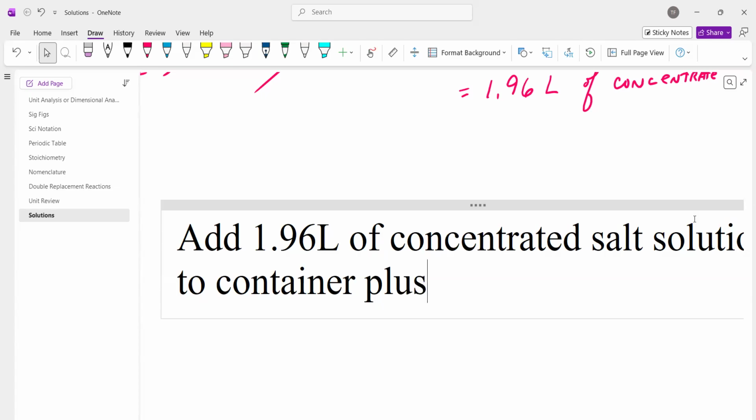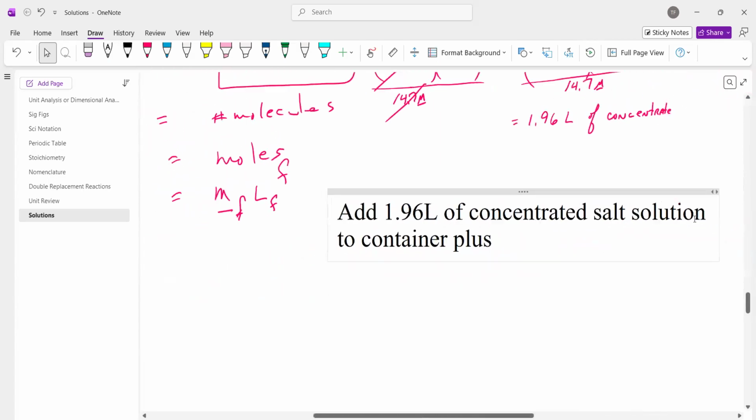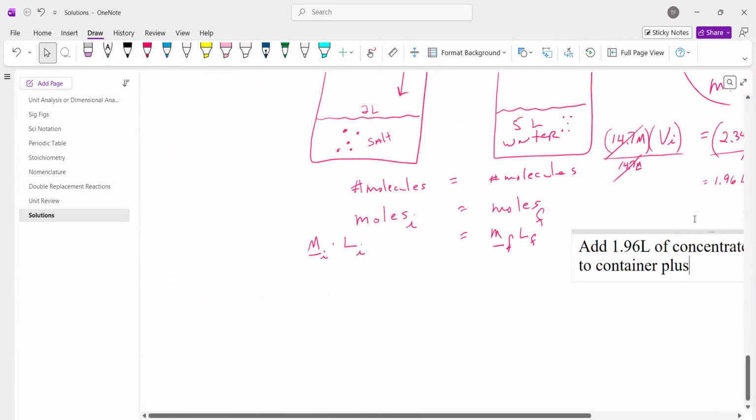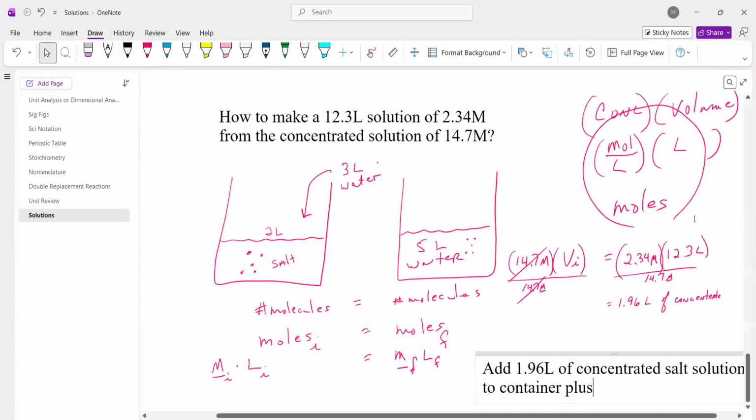Now, how much water are we going to add? We've already got 1.96 liters of the concentrate. What's the final volume? 12.3 liters, right? Now we've added to that already 1.96. So how do we figure out how much water we need to add?